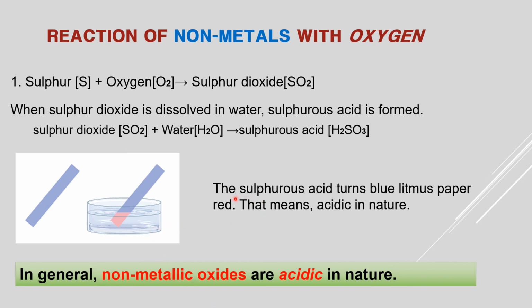So here by this experiment we know that what? The non-metallic oxide is acidic in nature. Okay, so now read. In general, non-metallic oxides are acidic in nature. Okay children, so this is our topic today. See, here only 3 slides. I took only 3 slides, but these 3 slides are very very important, and it is a little bit hard also.